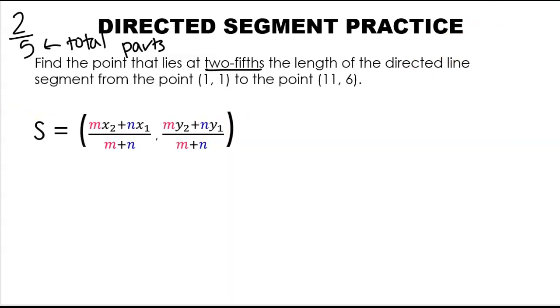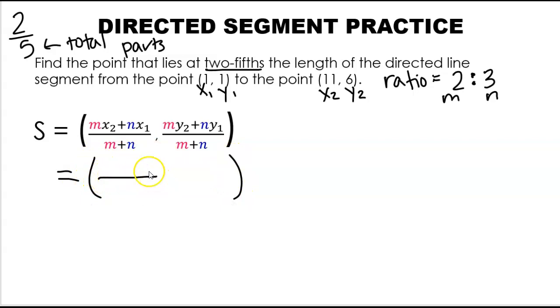Remember, because that's what we plug in for our M and our N. So our ratio would be 2 to 3, because there's 5 total parts, and 2 of them are one part, and then 3 would be the other part. Okay, so that means that 2 is my M, and N is my 3. And then we have our 2 points. So we have x1, y1, x2, y2. It's time to plug in.